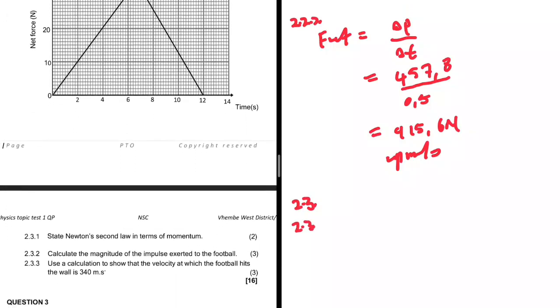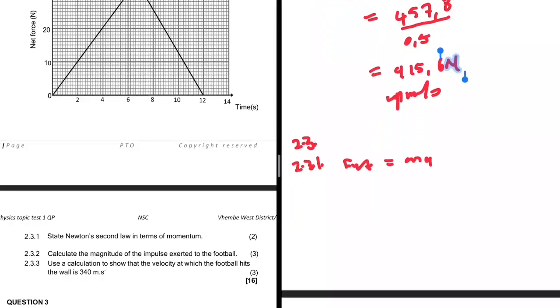And then 2.3.1, we're supposed to state Newton's second law in terms of momentum. Right, so what does it say in terms of momentum? Take a look at this. F net is equal to ma, that is in terms of acceleration. In terms of momentum, we have F net equal to delta p over delta t. So how do we state it? The net force acting on an object is equal to the rate of change in its momentum. There we go. That is Newton's second law in terms of momentum.